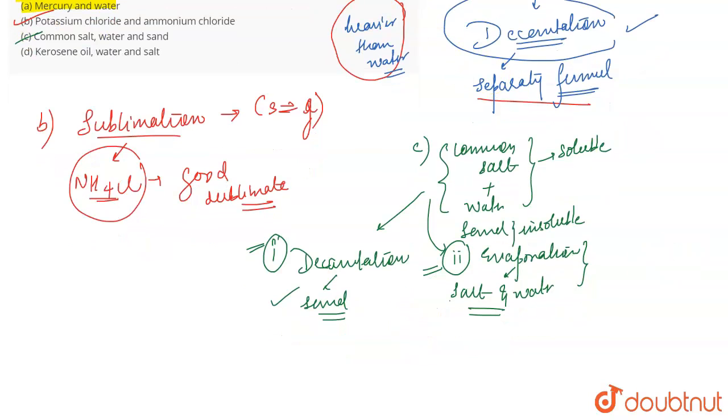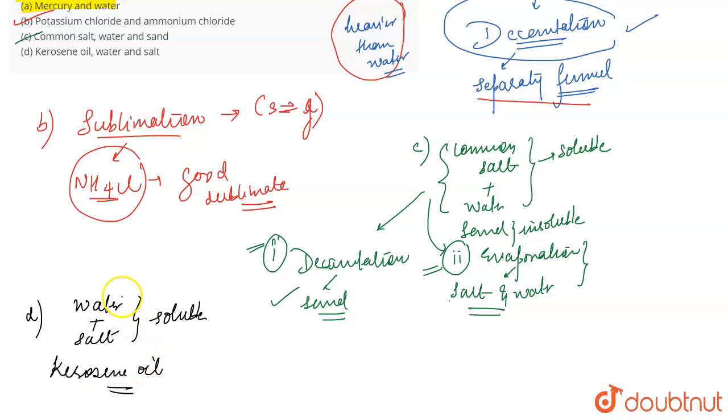Talking about the D part, it is to separate kerosene oil, water, and salt. So here, what do you have again? Water and salt are soluble together. And then you have kerosene oil. If we talk about both of these, the water-salt mixture, which is soluble, and the kerosene oil, they are immiscible. The salt water mixture and kerosene oil are immiscible.